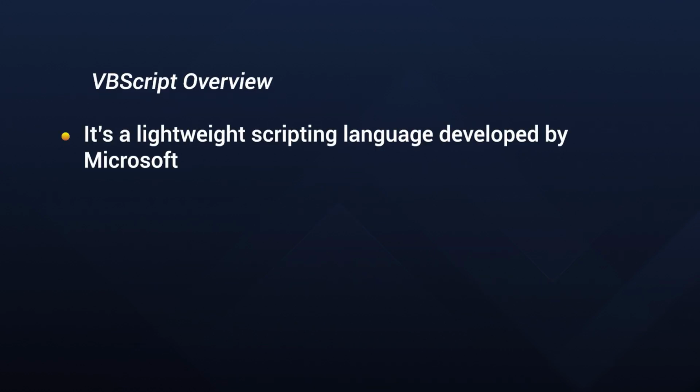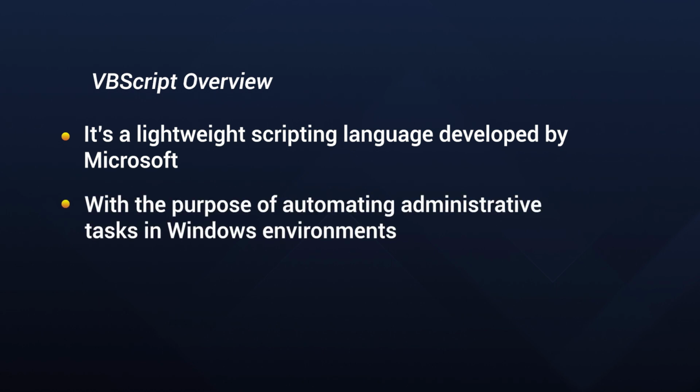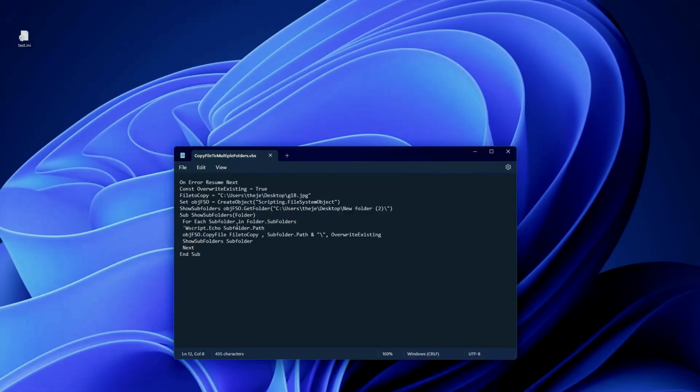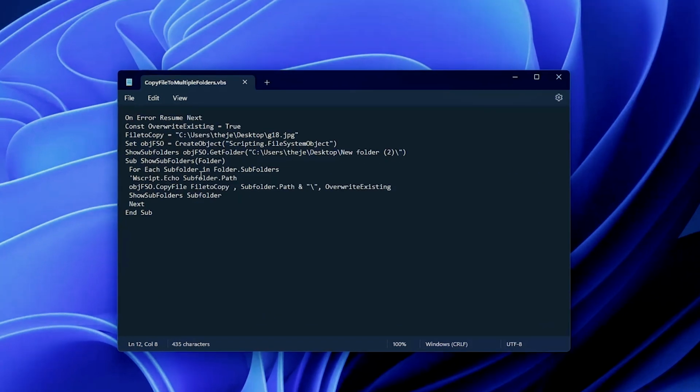It's a lightweight scripting language by Microsoft, primarily for automating administrative tasks in Windows environments. It's procedural and shares syntax similarities with Visual Basic because it is Visual Basic Scripting. Now here's a short example of a VBScript. Notice how it executes code line by line and stores scripts in plain text files with a VBScript extension, .vbs. In this particular example, we are trying to copy a specific file to multiple subfolders.